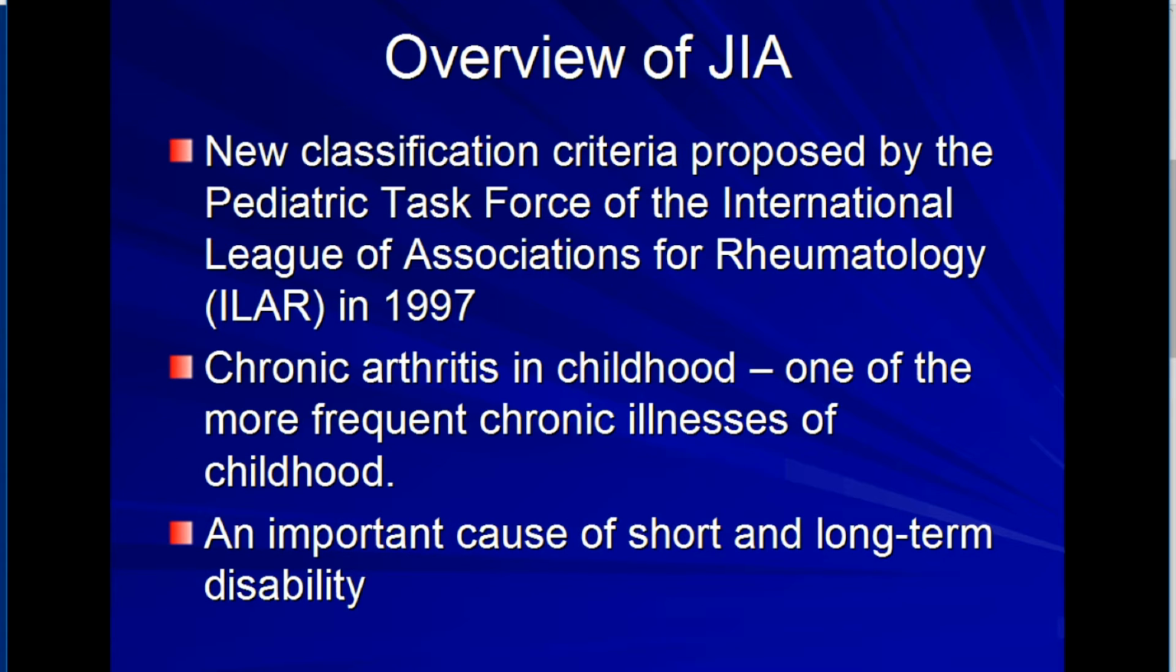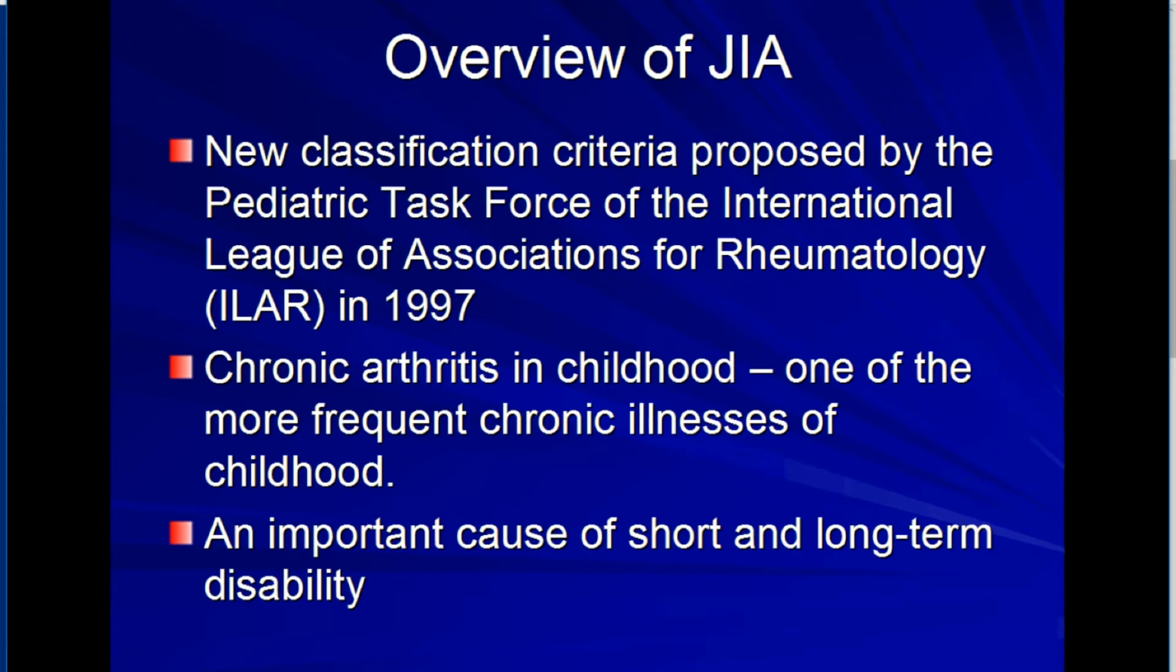But in 1997, they basically decided to try to change the name with new classification criteria, because we used to call this JRA, juvenile rheumatoid arthritis, and you'll still hear that, but really a more encompassing term is juvenile idiopathic arthritis, because that really covers a lot more of the types of arthritis that children can have, or juvenile inflammatory arthritis. And it's a chronic arthritis in childhood. It's one of the more frequent chronic illnesses, and these can be an important cause of short and long-term disability.